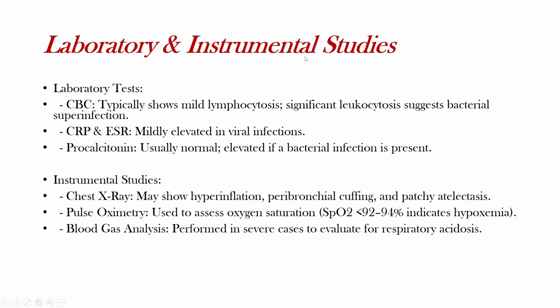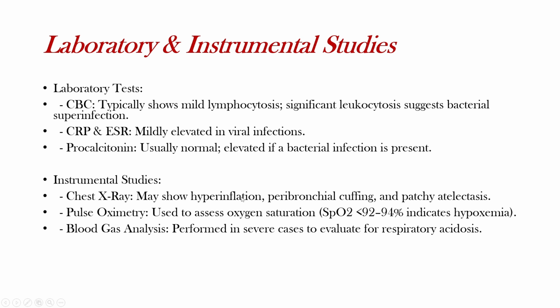For the laboratory and instrumental studies, the CBC will show mild lymphocytosis, and significant leukocytosis for a bacterial infection. CRP and ESR will be very high in bacterial infections and normal or mildly high in viral infection. Procalcitonin will be more than 0.5 in bacterial infections and less in viral. The normal is 0.1. For the instrumental studies, we'll do a chest X-ray.